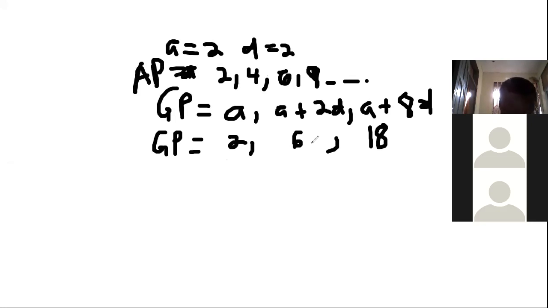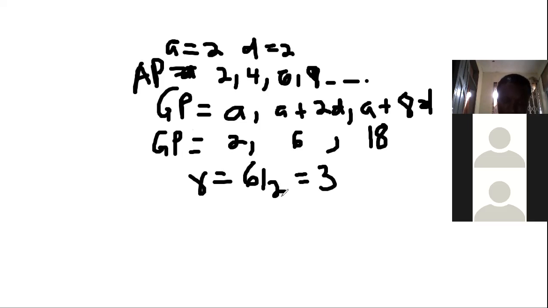Now the last question says we should find the sum of the first 12 terms of the exponential sequence. So we are finding the sum of the first 12 terms of the exponential sequence, that means the GP. But before we can find that, you have to find the common ratio. Now that we have our sequence, the common ratio will become 6 over 2, which is 3. I hope you agree.